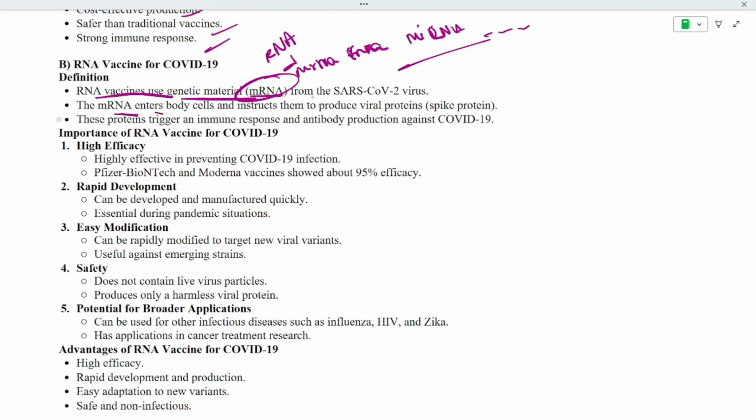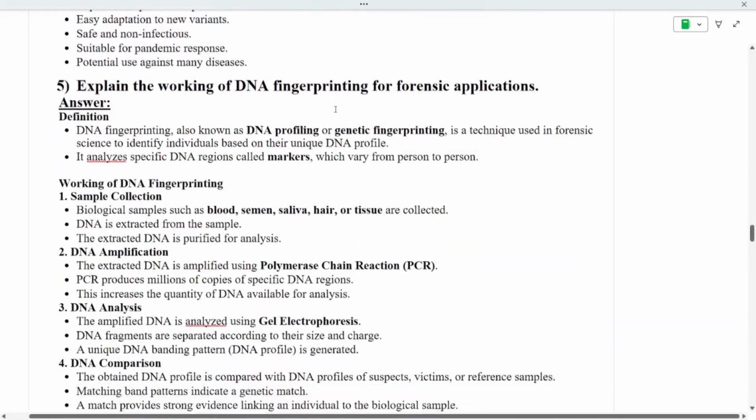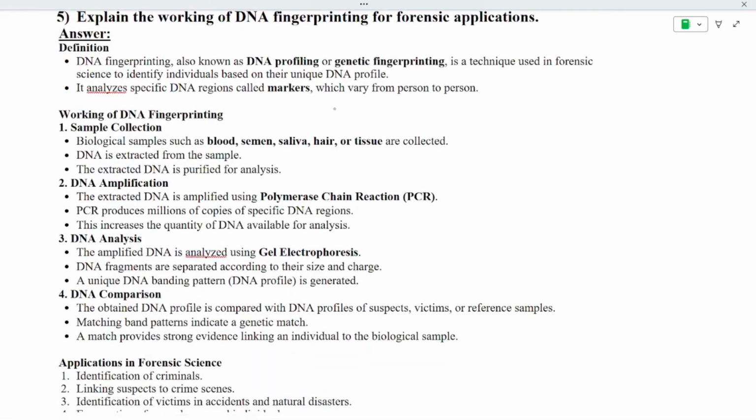Next, the mRNA enters the body cell and instructs them to produce a viral protein, that is called the spike protein. The proteins will trigger the immune system and antibody production against COVID-19. The virus COVID-19 will be there, right? It will produce the antibody against that when this RNA vaccine, which has the mRNA, is inserted and enters into the body. High efficiency, rapid development, easy modification, safety and potential for broader applications.